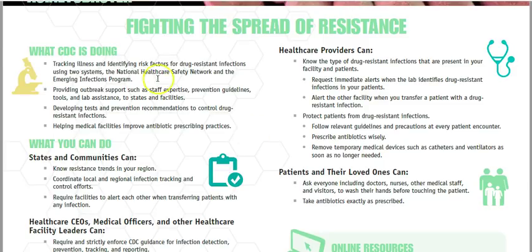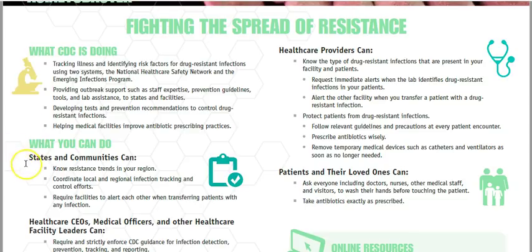Fighting the spread of resistance. What CDC is doing: tracking illness and identifying risk factors for drug-resistant infections using 2 systems, the National Healthcare Safety Network and the Emerging Infections Program. Provide outbreak support such as staff expertise, prevention guidelines, tools, and lab assistance to states and facilities. Developing tests and prevention recommendations to control drug-resistant infections, helping medical facilities improve antibiotic prescribing practices.